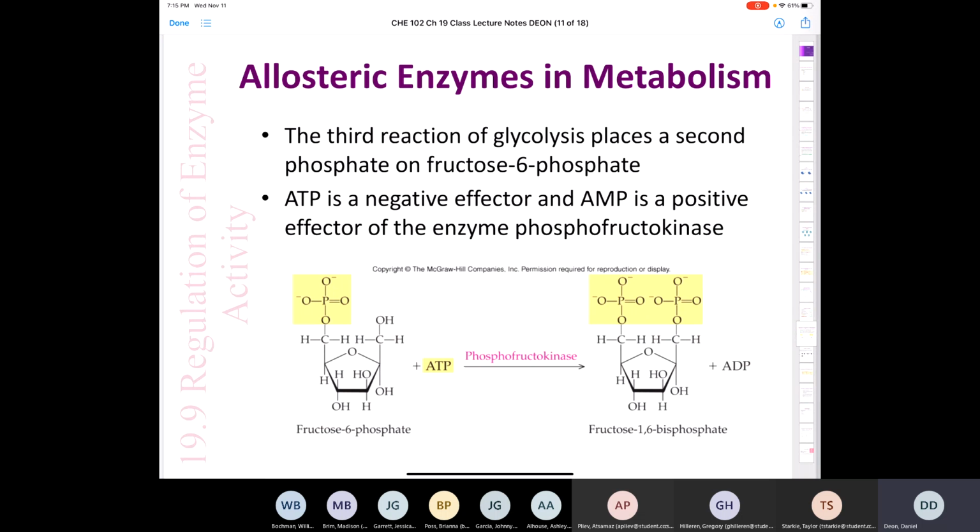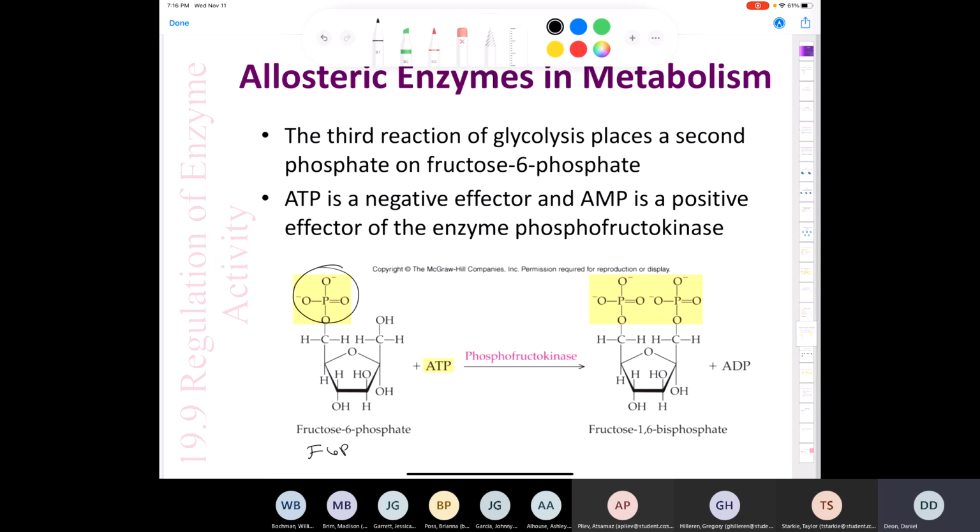This is a reaction that we're going to look at in chapter 21. It's the third reaction in glycolysis. Again, for the people who have studied biology, I'm sure that you looked at the steps of glycolysis and the Krebs cycle, and you probably would have heard of some of these enzymes. But now that you've studied organic chemistry, it gives you an appreciation for what the structures of these molecules are. What the heck is actually going on here? So the third reaction of glycolysis places a second phosphate on fructose 6-phosphate. Sometimes we abbreviate this F6P.